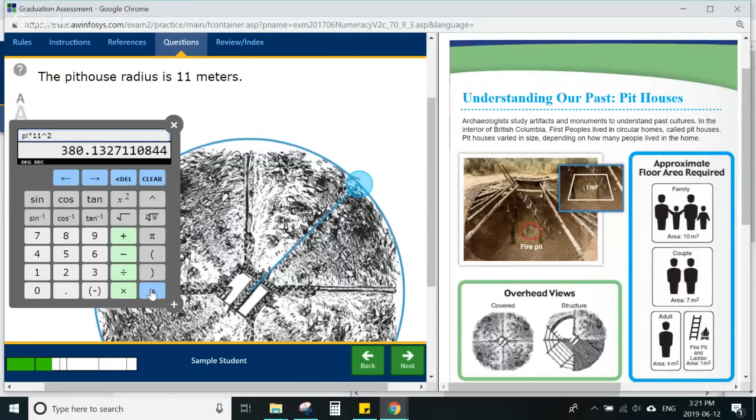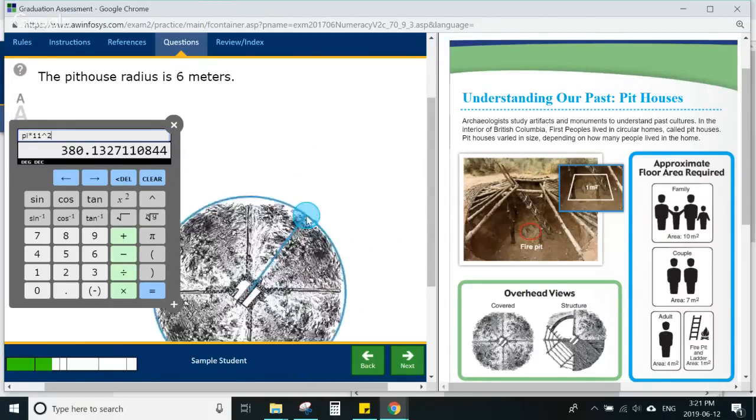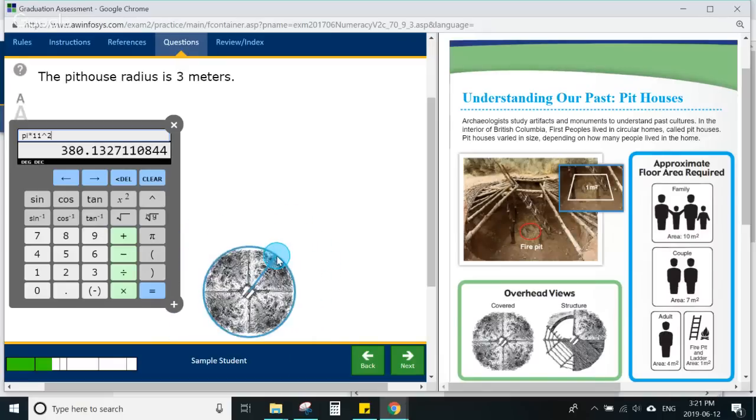Maybe it's too much area. Okay, we only needed 43 square meters. This gives us 380. So we're going to need to make it smaller. You could do a kind of guess and check method, or you could do an algebraic solve.